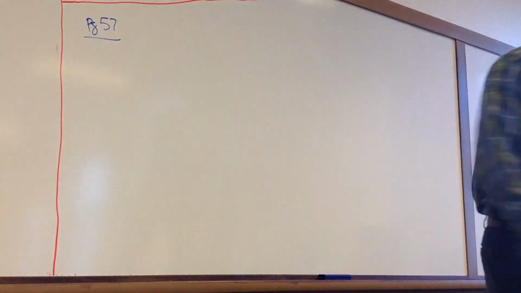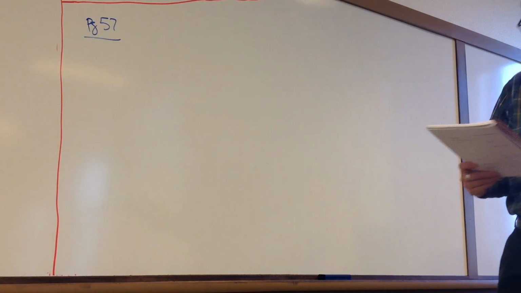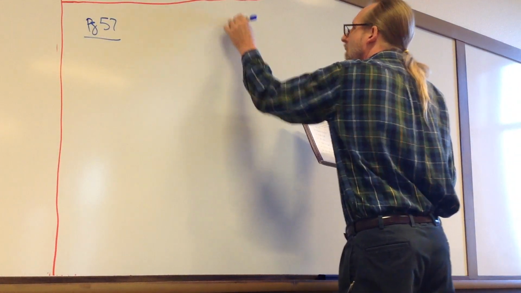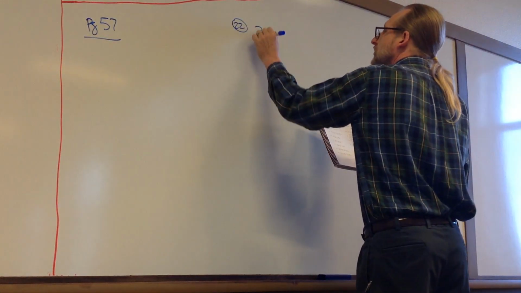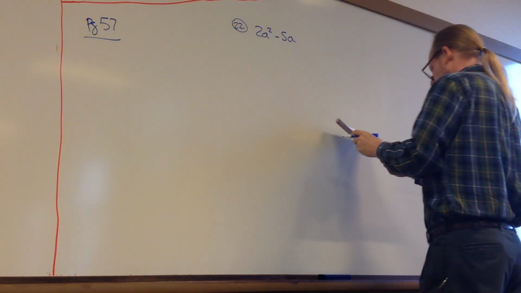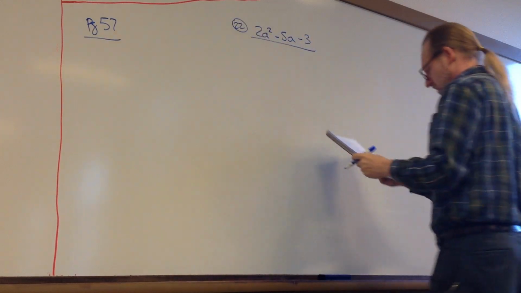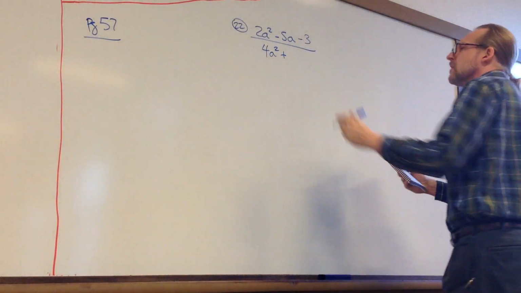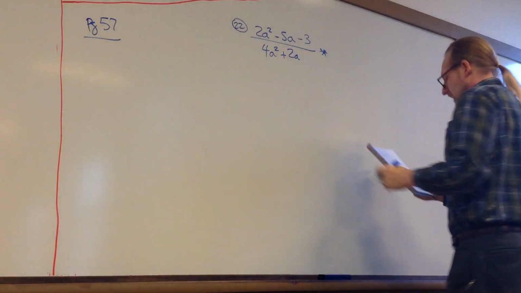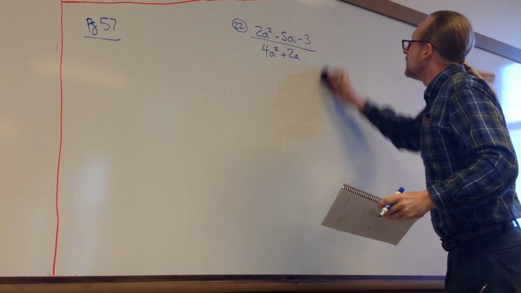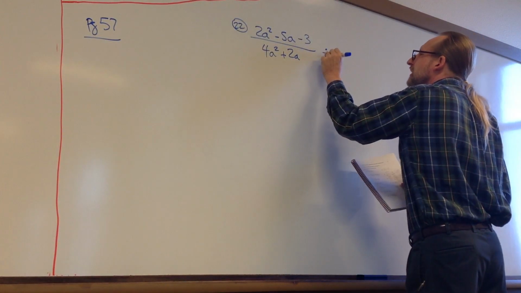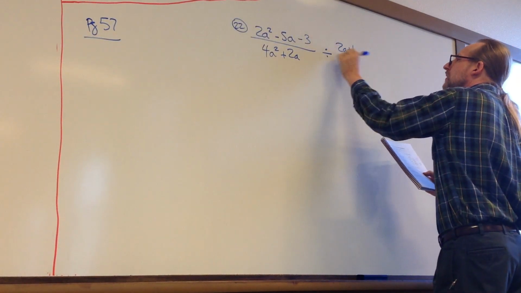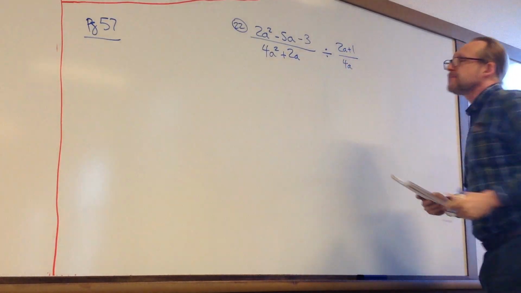Okay, so let's look at some division problems. So let's see here. For example, problem 22. We start out 2a squared minus 5 2a minus 3. And then on the bottom, 4a squared plus 2a. And then, oh, right, this is division. I mean, we're going to switch to multiplying in a minute anyway, but just get us started. All right. Divided by 2a plus 1 over 4a.